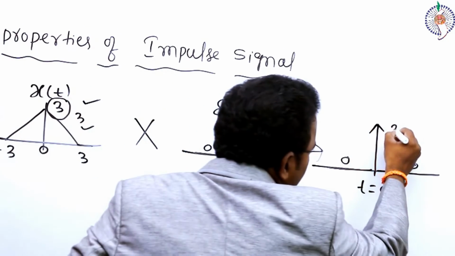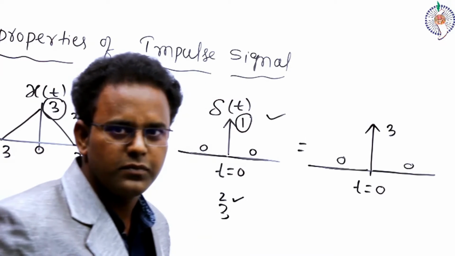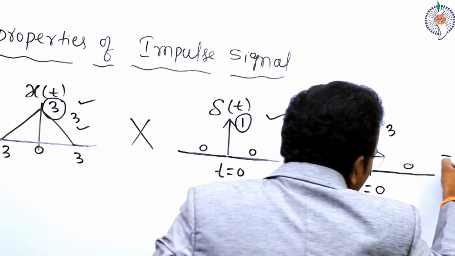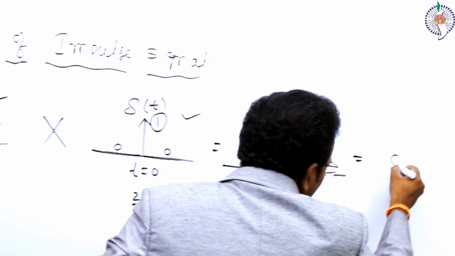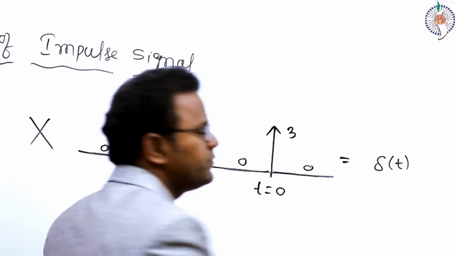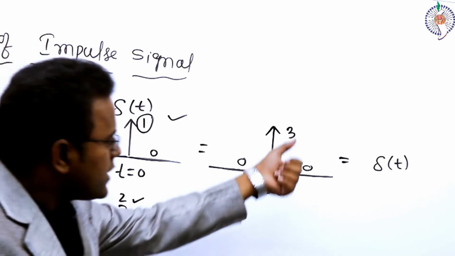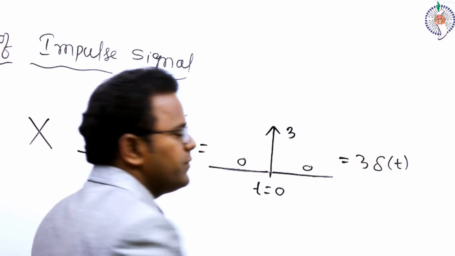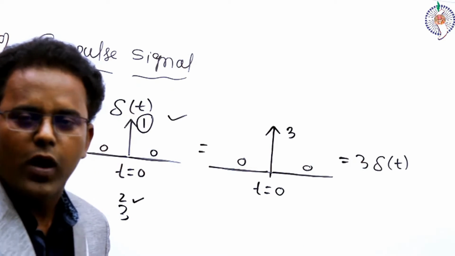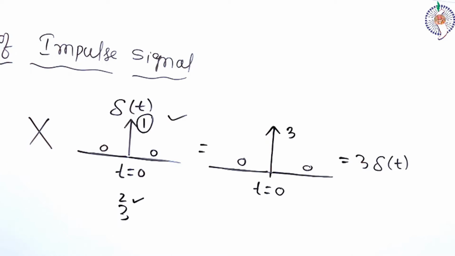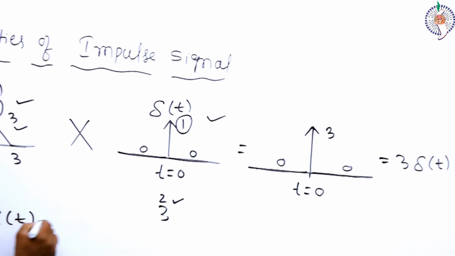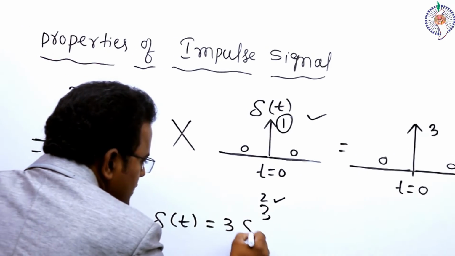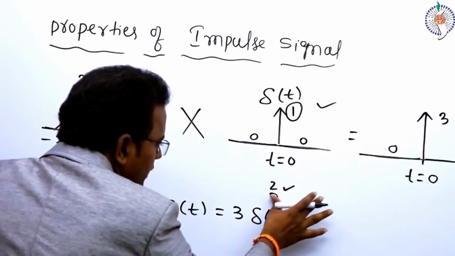So I will write here 3. What is the meaning of that? We are having an impulse at t equal to 0, so delta of t. This is going to indicate the area. So 3 into delta of t. That is, what I observed is, I multiplied x of t with delta of t, and I got 3 into delta of t.